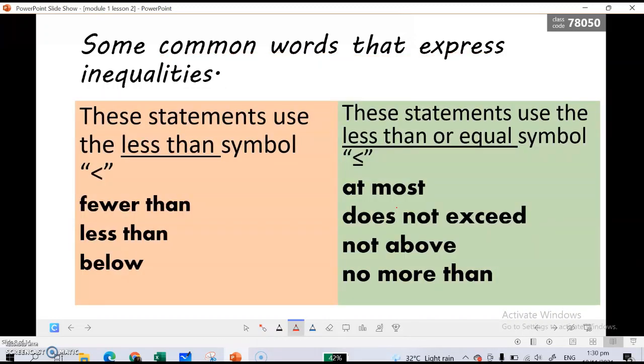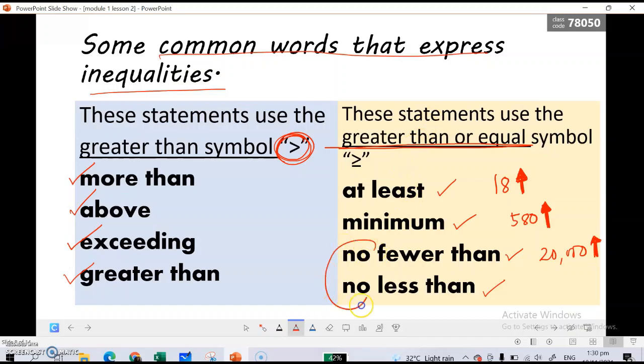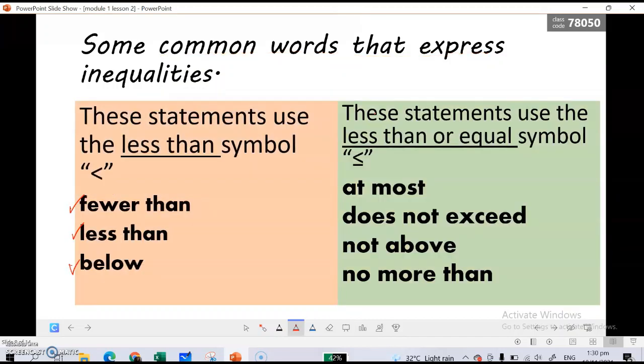Okay? So, we also have statements that use the less than symbol. Fewer than, less than, below. Take note yung fewer than or less than, pag nilagyan mo na siya ng no, para na siya sa greater than or equal. Yan, no? And then we have less than or equal. At most, does not exceed, not above, no more than. So, at most, ito yung pinakasagad na. Okay, does not exceed, hindi sosobra sa.